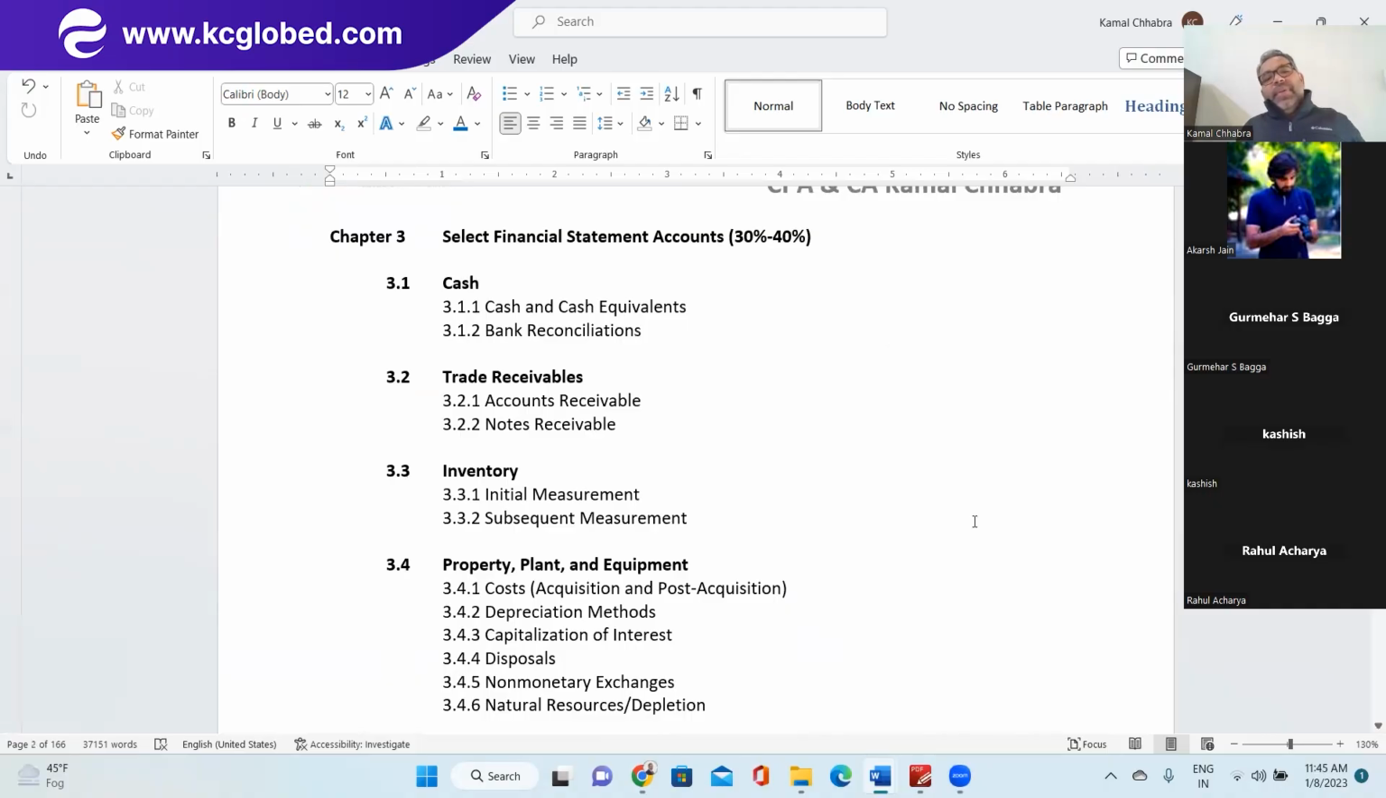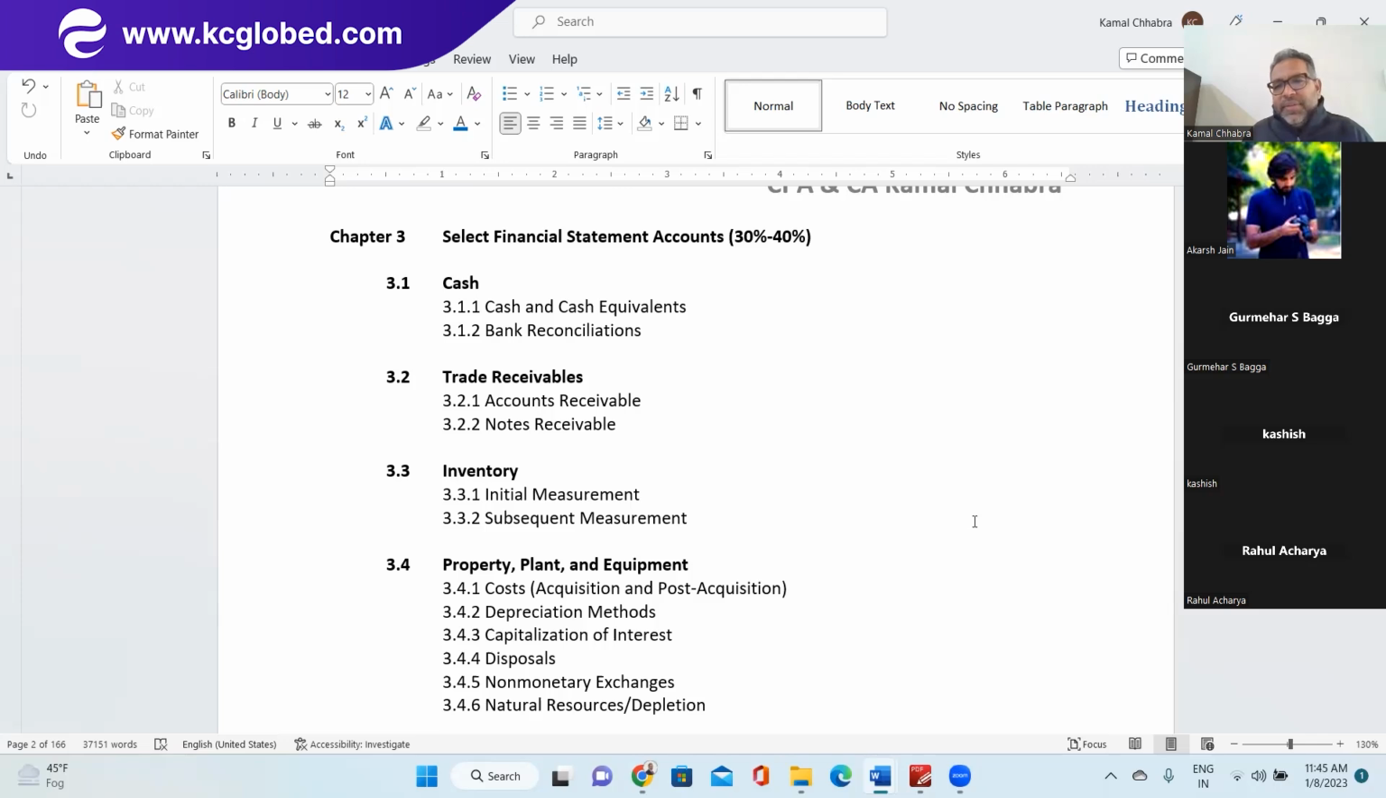What is on the way in chapter 3? In chapter 3, you'll be understanding, one by one, the respective items which come in the financial statements. If you look at the asset side: cash, trade receivable, inventory, property, plant, equipment, right? In cash, you'll be understanding cash and cash equivalents, as well as the bank reconciliation.